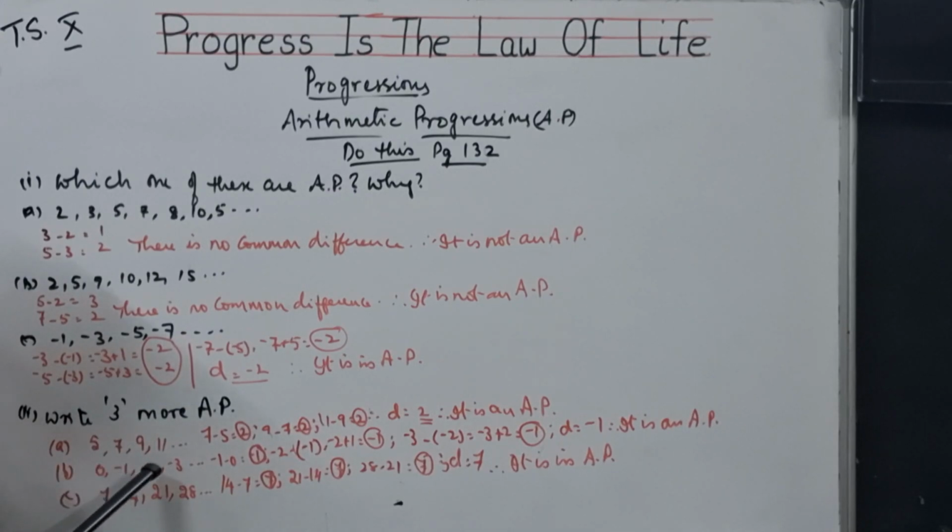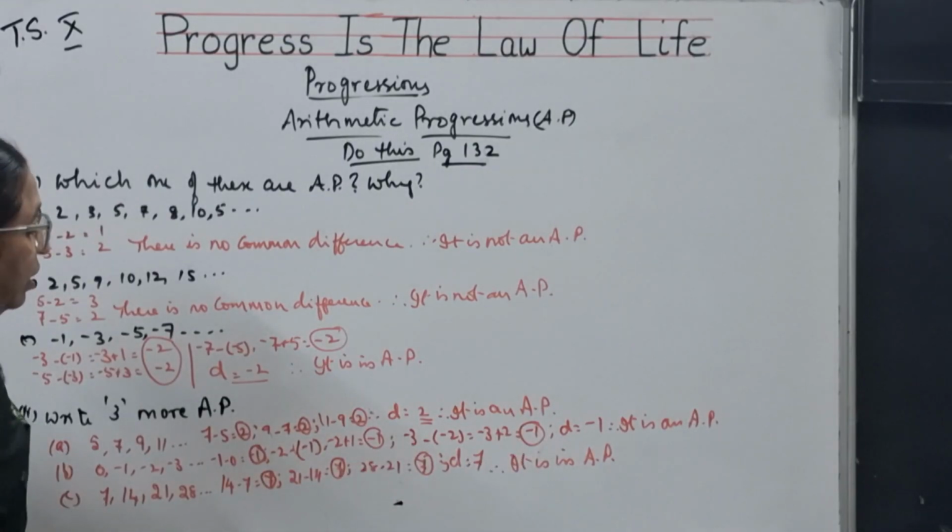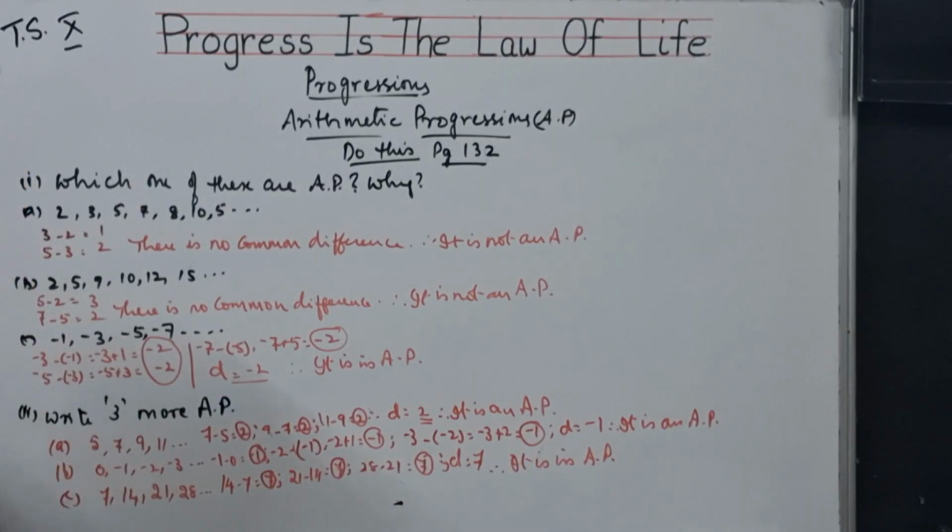Now 0, minus 1, minus 2, minus 3, and so on. Minus 1 minus 0 is minus 1. Minus 2 minus of minus 1, that is minus 1. Minus 3 minus of minus 2 is also minus 1. So all these have minus 1 as the value. So common difference is minus 1. So it is an AP.